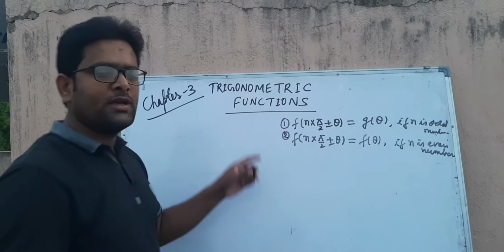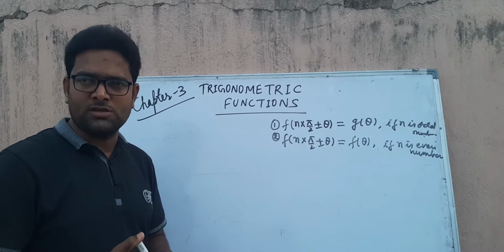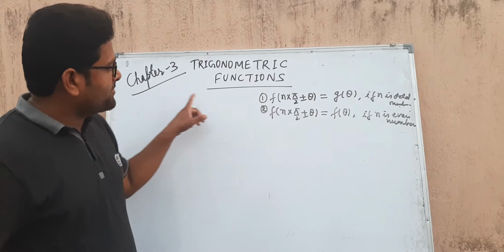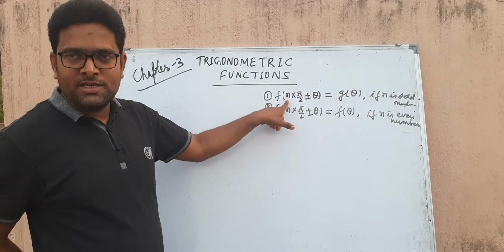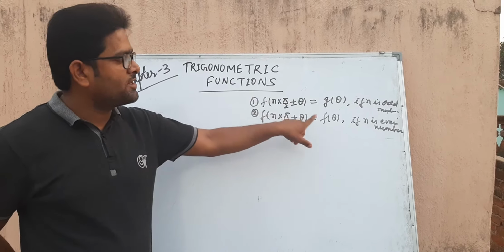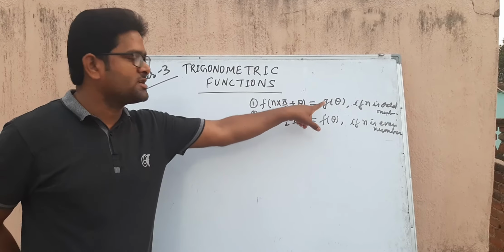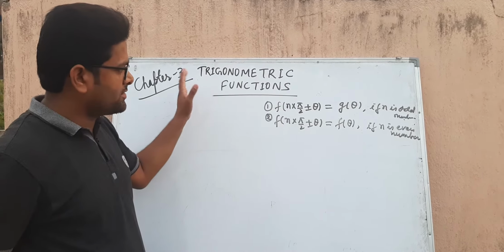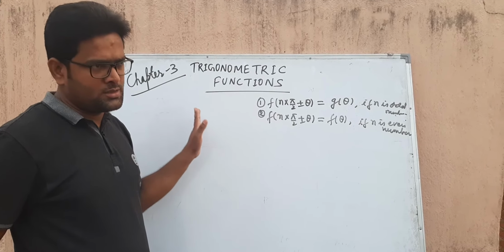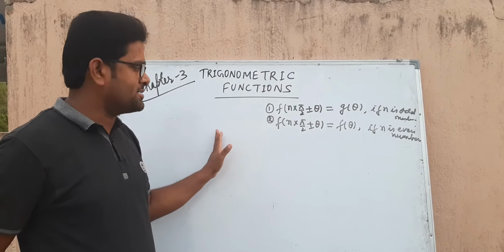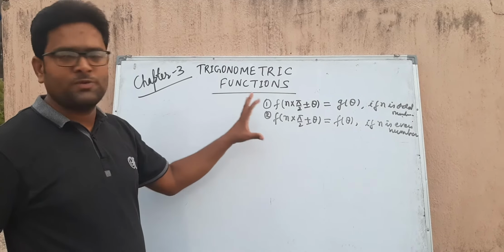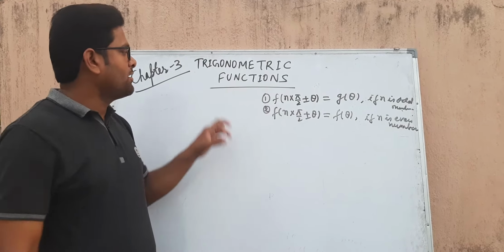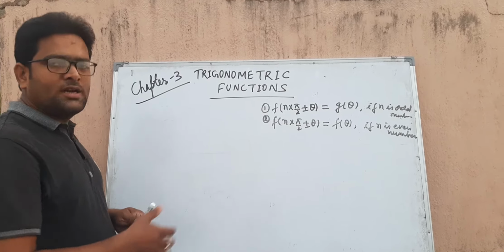Now see, we can do this with the help of periodic functions also. If n is an even number, then the function remains the same. If n is an odd number, then the function will change. It is true for all six functions, either sine, cosine, cosecant, secant, tangent or cotangent. So I suggest everyone to note down this formula. Now based upon that we have some exercises.